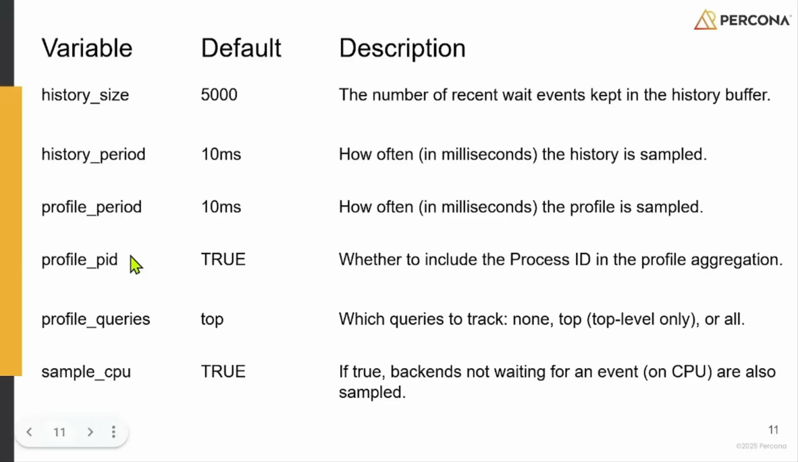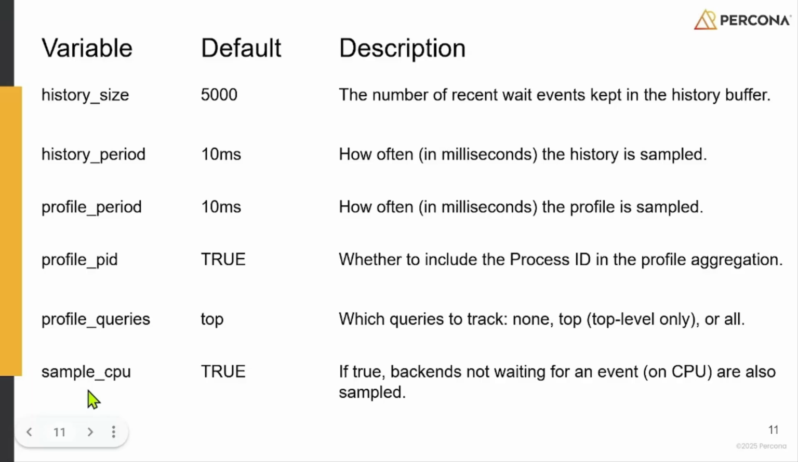And the next parameter is profile PID, which decides whether to include the process ID in the profile aggregation. By default it is true, and it is good to have. And the next one is profile queries, whether to consider only the top SQL statement, or all the statements, including the child statements. By default it is top.